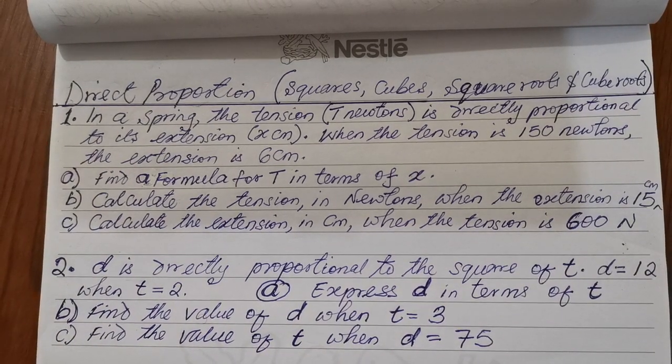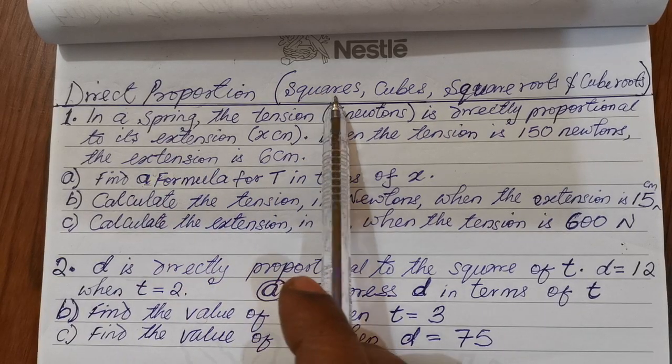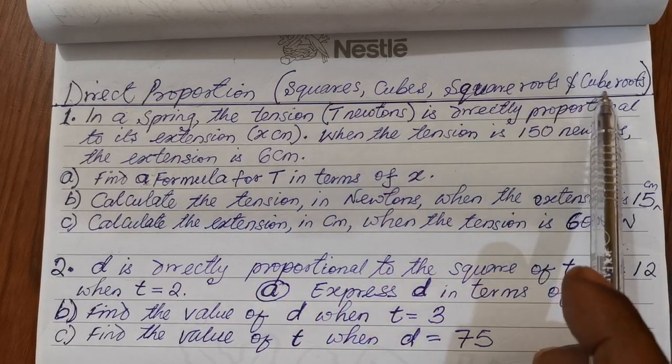Okay, at this point we consider direct proportion. In direct proportion, we are going to look at the square, the cube, the square root, and the cube root.